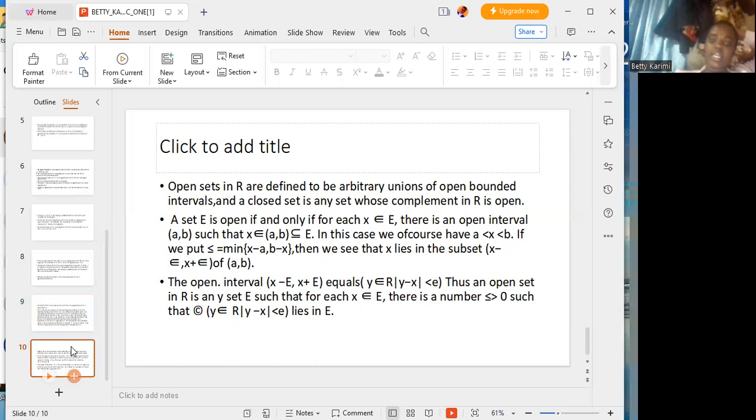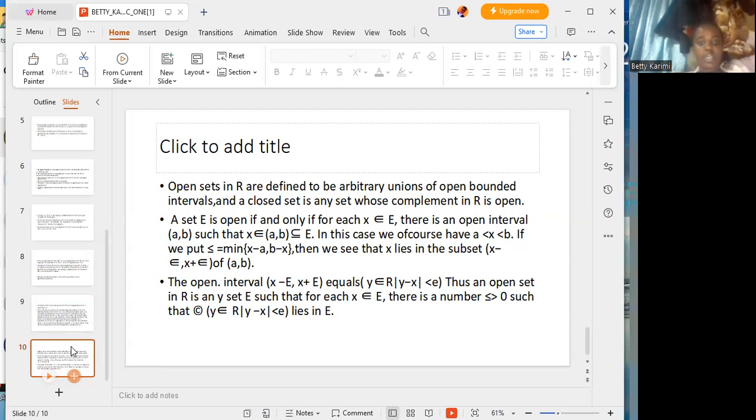Open sets in R are defined to be arbitrary unions of open bounded intervals, and a closed set is any set whose complement in R is open. A set E is open if and only if for each x element of E there is an open interval (a,b) such that x element of (a,b) is a subset of E. In this case, we of course have a less than x less than b.